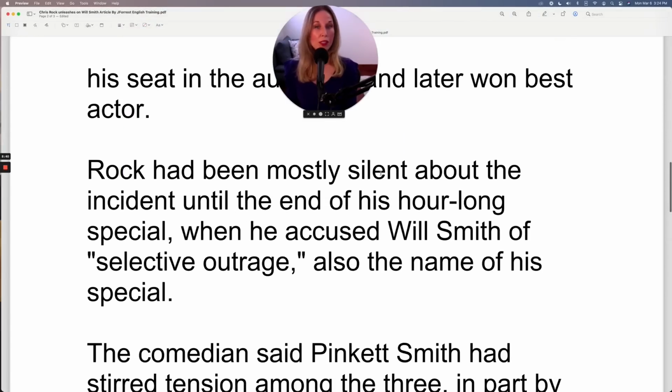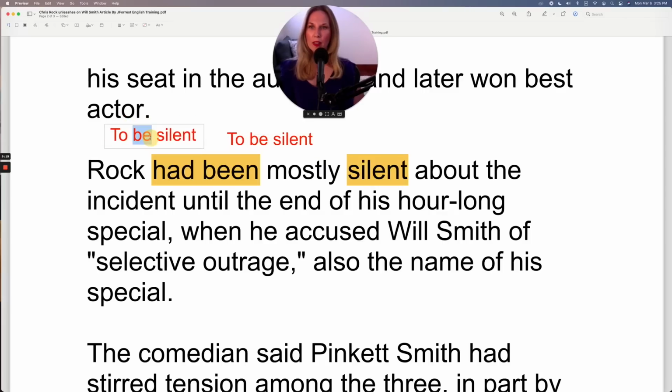Rock had been mostly silent about the incident until the end of his hour-long special. Let's talk about the verb tense here. We'll ignore the adverb mostly, and we'll just look at the construction. What verb tense is this? It's always easy to just try to put it in the base verb, to be silent, because we have been, which is the participle of the verb be, to be silent. Now, if this is had been silent, what verb tense is that? That's the past perfect.